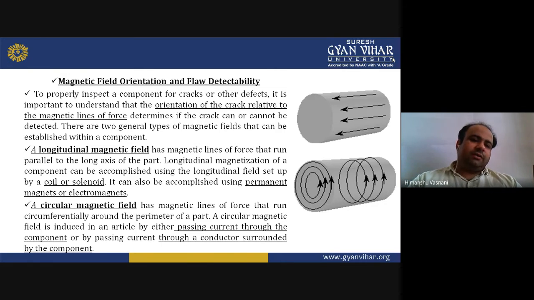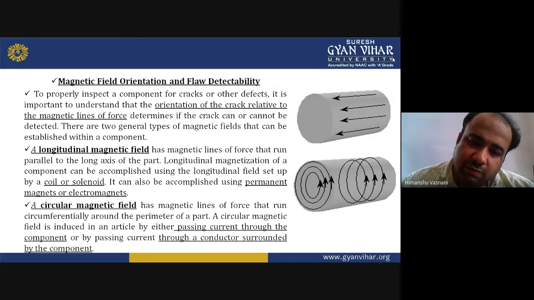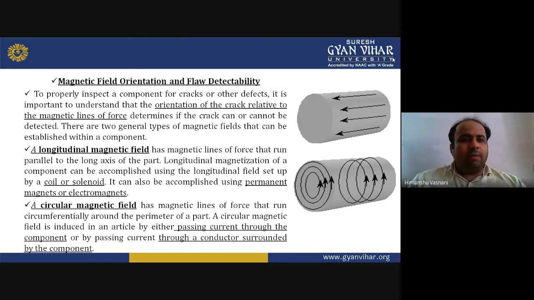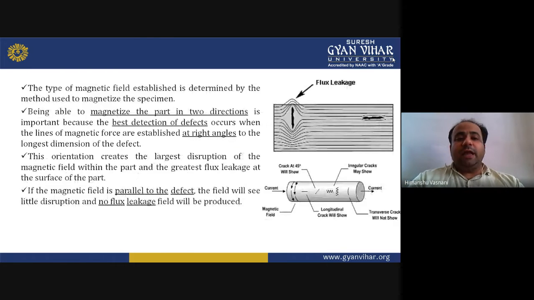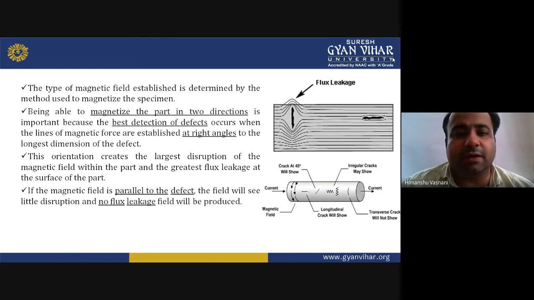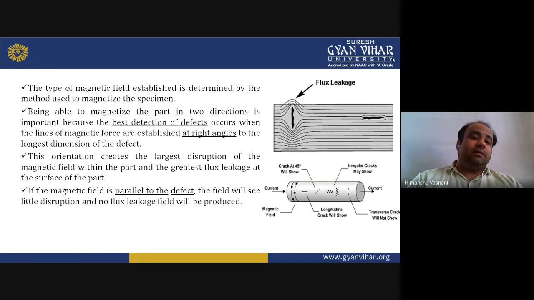Okay. So you can understand the circular magnetic field: the magnetic lines of force run circumferentially around the perimeter of the path. And a longitudinal magnetic field has magnetic lines of force that run parallel to the long axis of the path. Okay, so these are like magnetic field orientations. Now let's move further. The type of magnetic field established is determined by the method used to magnetize the specimen.